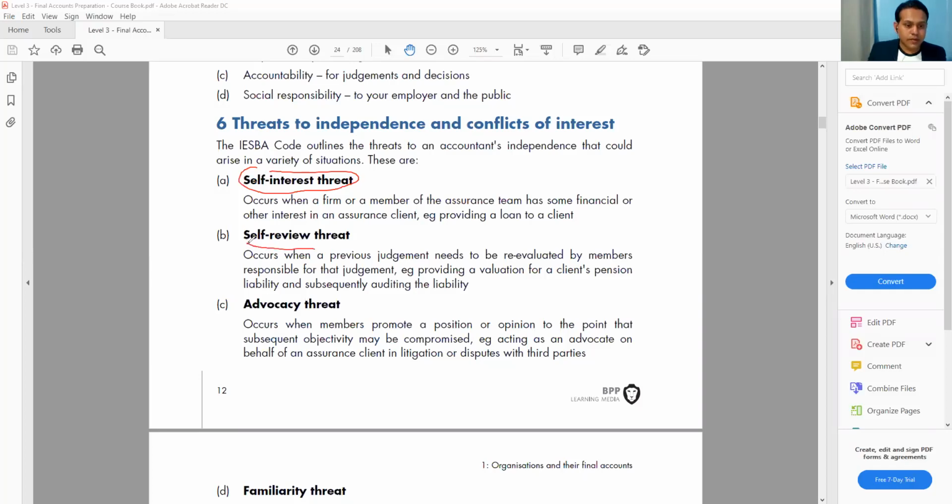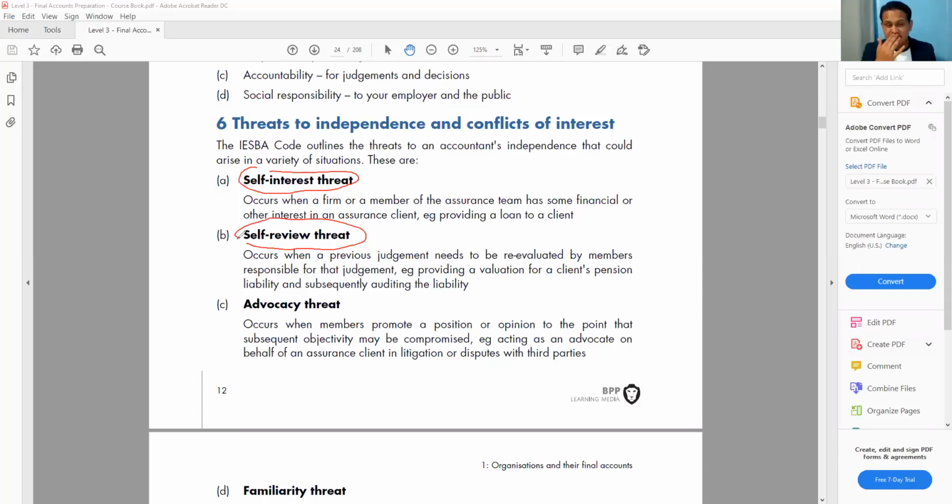Then we have self-review. Self-review is another threat. Self-review happens when you check your own work. Let's say you are the accountant and you are the auditor. So if you are the accountant and if you are the auditor, you're not going to find your mistake. So basically, you are the accountant who prepared the accounts.